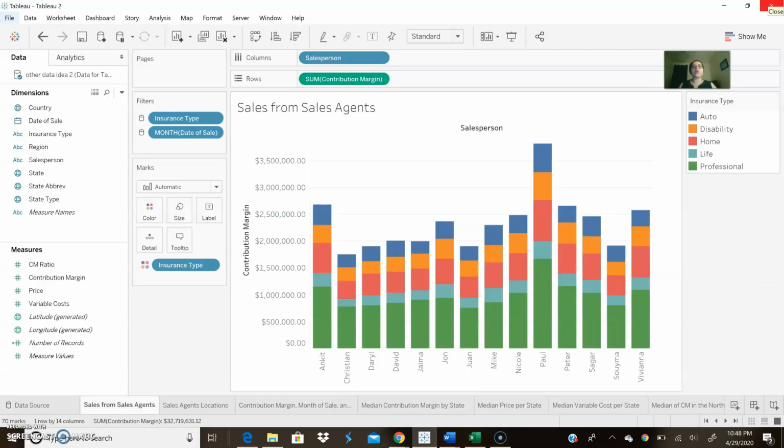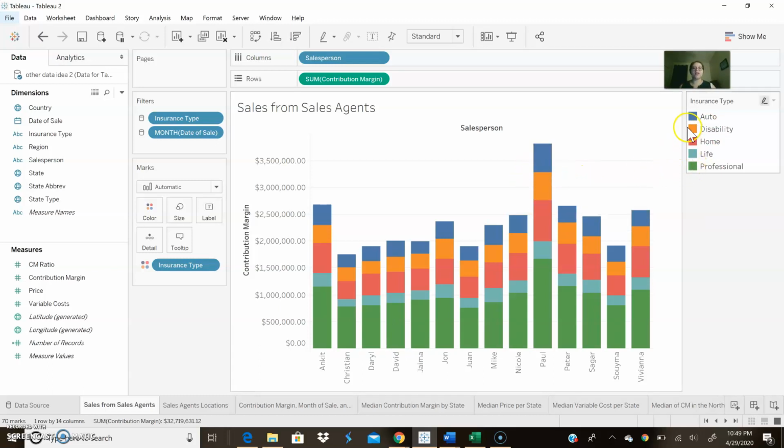Okay, so what I first want to identify are the salespeople, the types of insurance they're selling, and who is the most profitable among them. So in our first worksheet, I made this bar chart to show me the salespeople at the bottom, what type of insurance they are selling, and how much of it they are selling.